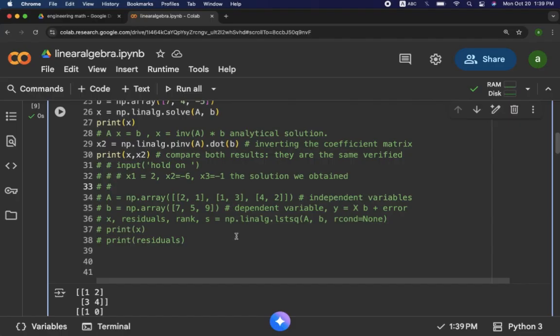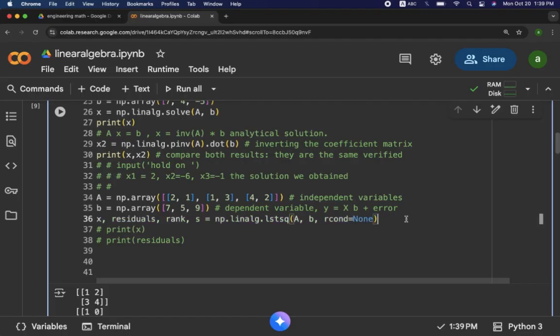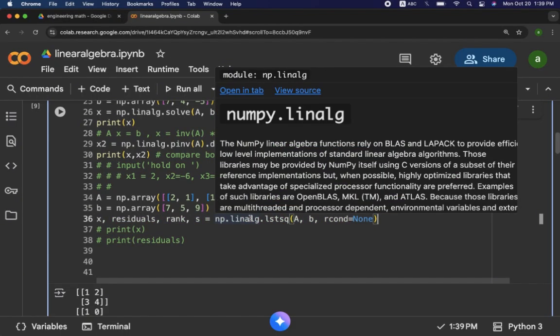Another application is basically if you have a least squares problem. Again, this is the same as solving a system of equations. You might have some independent variables, and again you might have something on the right-hand side. And then basically you can apply the least squares method under the NumPy linear algebra solver.